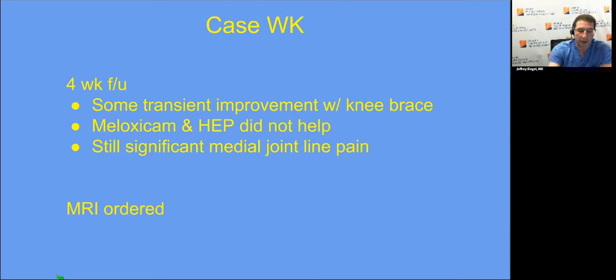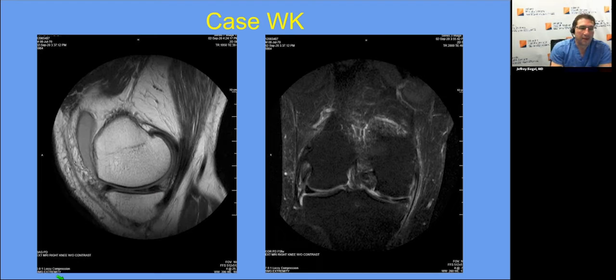He did come back about a month later, and he reported that he had some transient improvement from the brace, but he didn't find the exercises or the anti-inflammatories were helping, and he was still having significant joint line pain. So at this point, I ordered an MRI. He came back a few weeks later, and this was what the MRI showed.